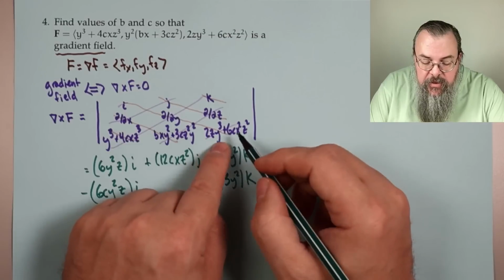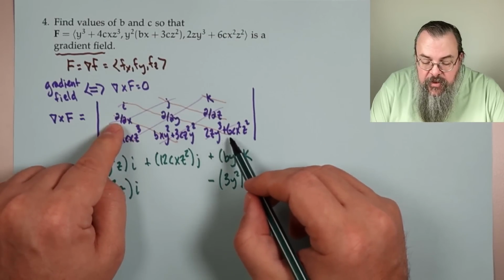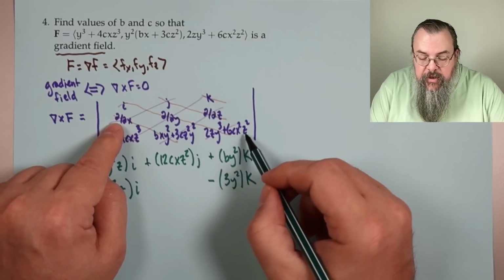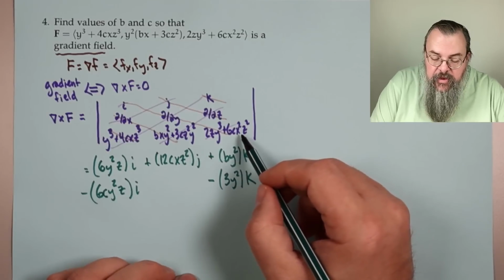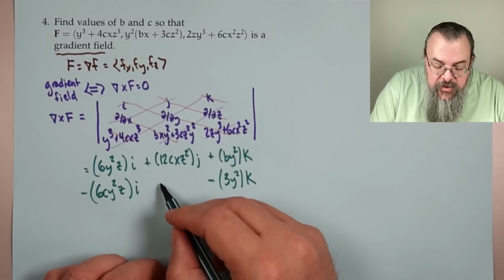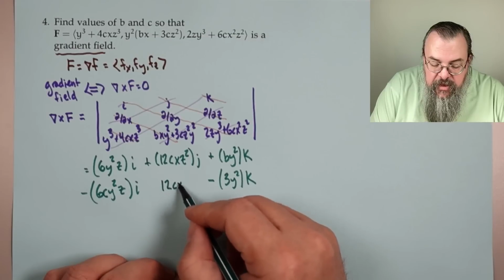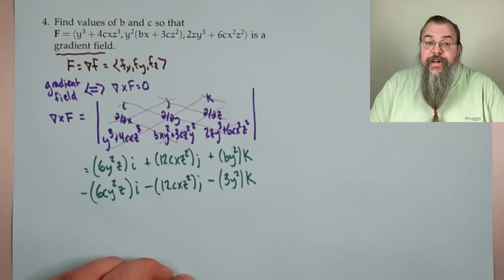And the last one, derivative with respect to x of 2zy cubed plus 6cx squared z squared. That's in the j direction. There's only one x, so that makes it simple. The 2 comes down, so it'll be 12cx z squared. Subtract in the j direction.